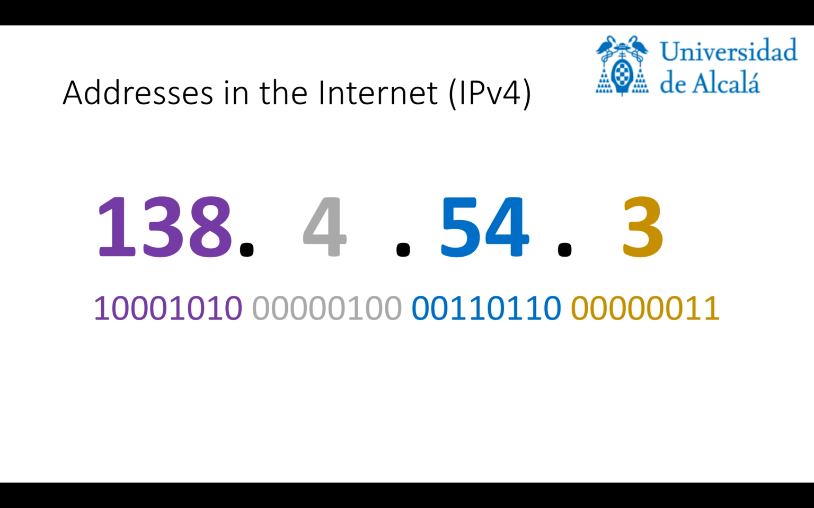An IPv4 address is defined by a 32-bit number, which is usually grouped in 8-bit numbers and read in a decimal dot notation. That is, the address in the slide would be read as 138.4.54.3, or if you prefer, 138.4.54.3.